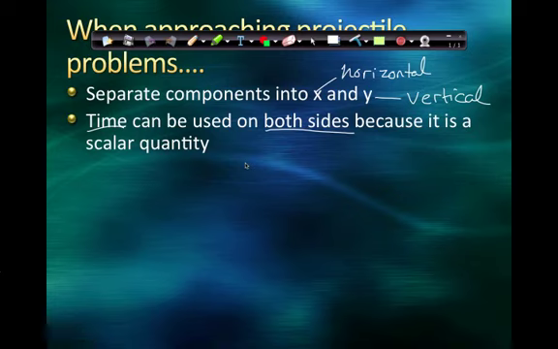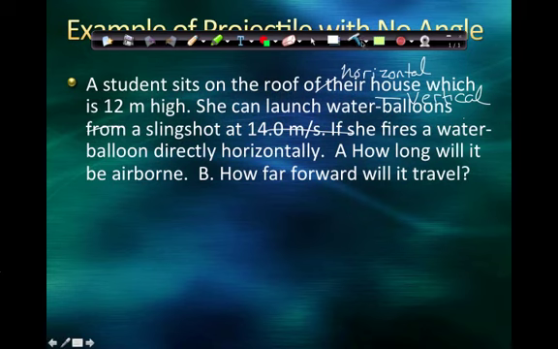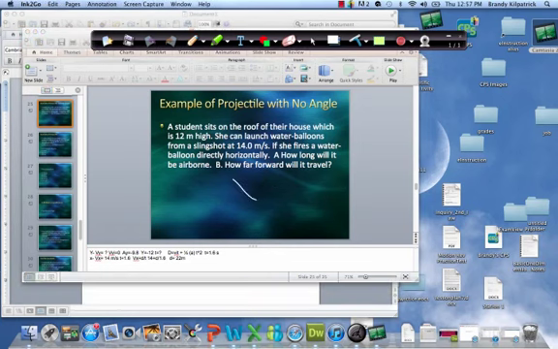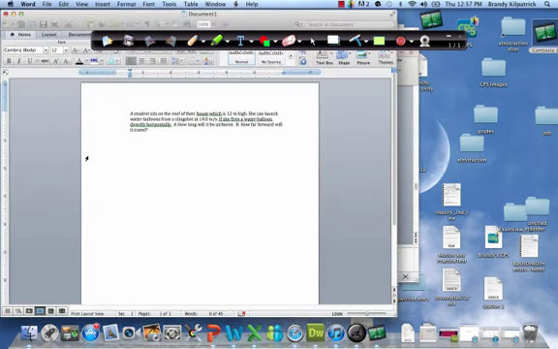Okay, so let's go ahead and solve a problem. A student sits on the roof of their house, which is 12 meters high. She can launch water balloons from a slingshot at 14 meters per second. If she fires a water balloon directly horizontally, how long will it be airborne and how far forward will it travel? So let's look at this problem right here.